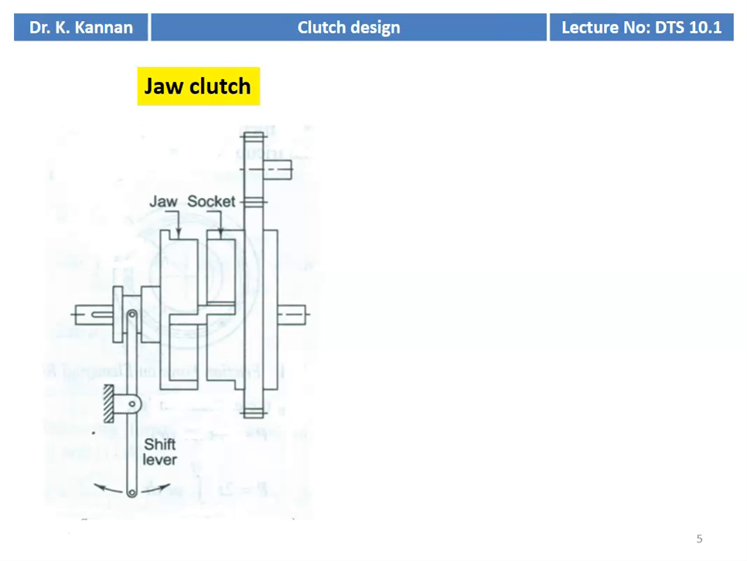When you shift the lever, the jaw will engage in the socket, and both will be rotating without any slip. So there is a provision for the jaw in the socket. So the socket and the jaw will engage. But the problem with the jaw clutch is that the clutch will be engaged when both the members are at rest. When one driving member is rotating, we cannot disengage or engage the clutch because it will lead to shock.